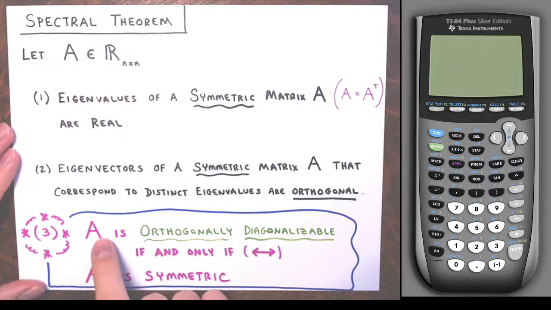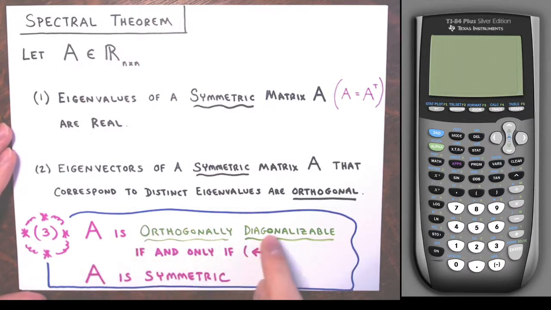So if A is orthogonally diagonalizable, then it will be symmetric. If it is symmetric, then it will be orthogonally diagonalizable. And if it's not symmetric, it's not orthogonally diagonalizable. Right? I've given you right here the only condition you need to check to state whether or not a matrix is orthogonally diagonalizable.